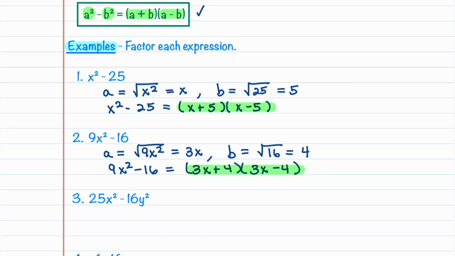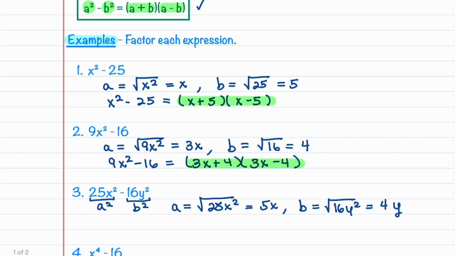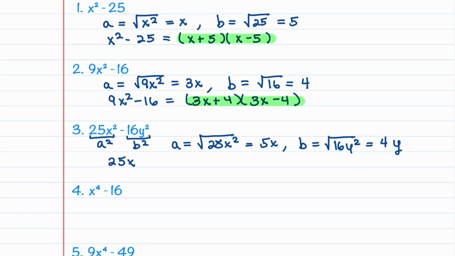Let's now do our third example. This is equal to a squared, and this is equal to b squared. So our a is the square root of 25x squared, which is 5x, and then our b is going to be the square root of 16y squared, and that's going to be equal to 4y. We can then say that 25x squared minus 16y squared is going to be a plus b, so 5x plus 4y, and then a minus b, which is 5x minus 4y.